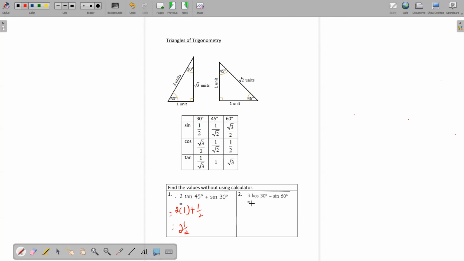Next, 3 cos 30 over 2 minus sine 60. Sorry, sine 60 is √3 over 2. So here you got 3, here you got 1. So 3 minus 1, we get 2. And then √3 over 2, so we simplify, we are left with √3.